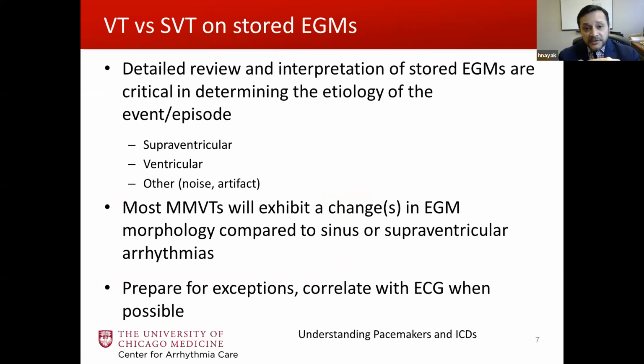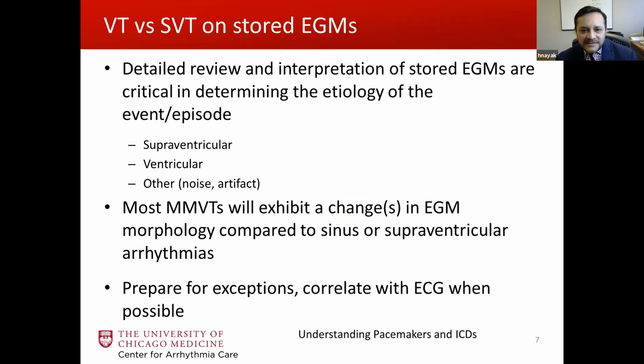Because remember, there could be supraventricular arrhythmias, ventricular arrhythmias, atrial fibrillation, and then of course we showed examples of noise and artifact. Most monomorphic VTs will exhibit a change in EGM morphology compared to sinus or supraventricular arrhythmias, but you have to prepare for exceptions. And if at all possible, correlate with an electrocardiogram or EKG. It will make your life a lot easier in sorting this out.